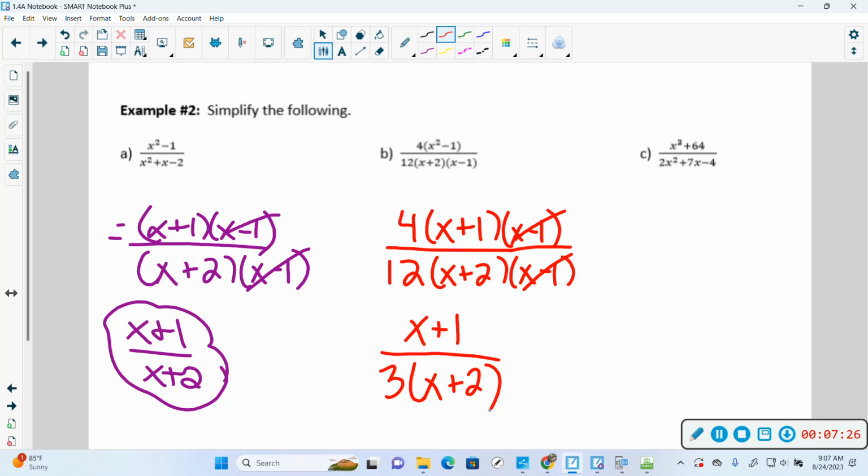And sometimes I get asked, do you need to distribute the bottom? Should I make it 3x plus 6? Well, let me ask you this. Is this form and 3x plus 6 really the same? Are they the same? Yeah. So do I care? No. So I'm not going to do any extra work. If you want to make it 3x plus 6, be my guest, but I'm going to leave it right there in factored form.